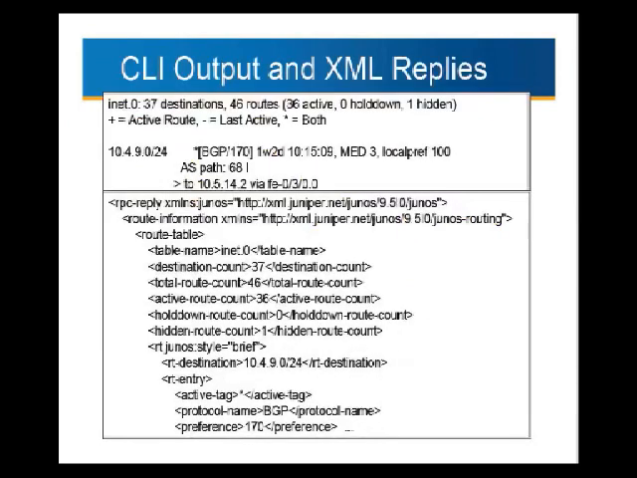And here's the output of the show route command. You're looking at the rendered content in the upper panel and the raw XML in the lower panel. And that XML to text rendering is happening at the CLI.